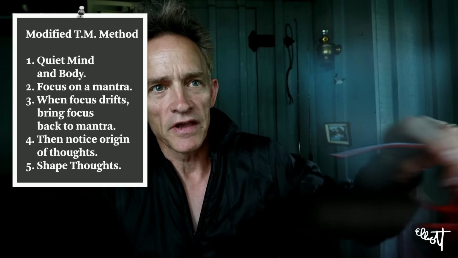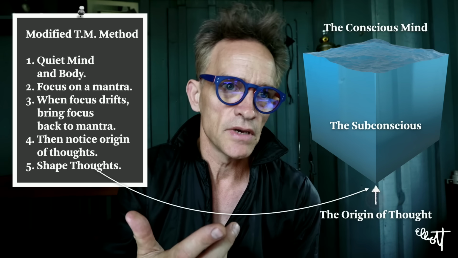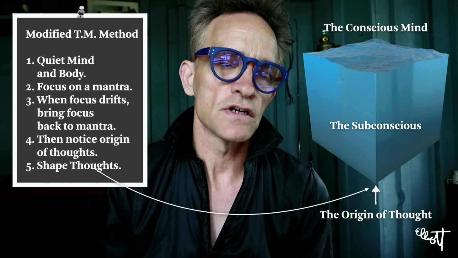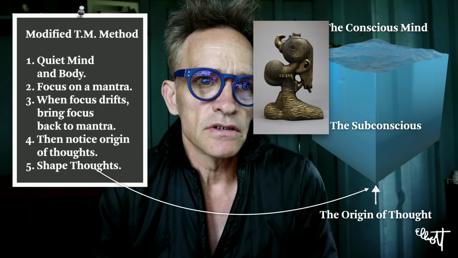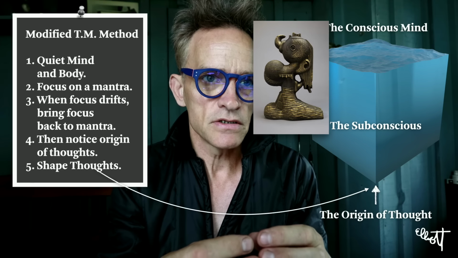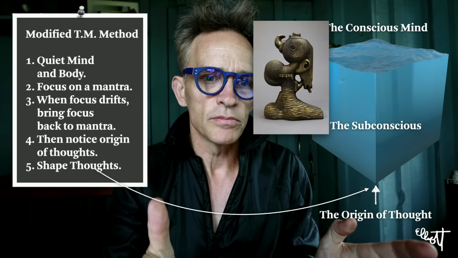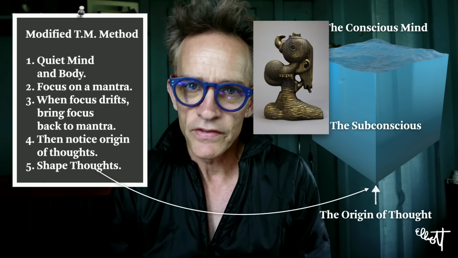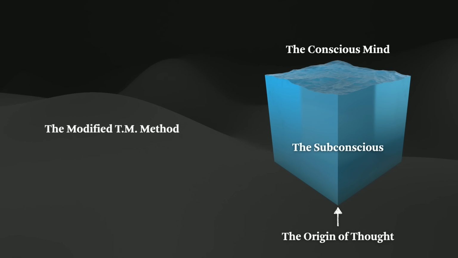So the modified transcendental meditation process for the artist is basically as follows. It's almost this simple. Quiet the mind and body. Focus on a mantra. When the focus drifts, bring the focus back to the mantra. Then begin to notice the origins of thought. And then shape, subtly give form and shape to those thoughts in a way that is not dissimilar from lucid dreaming. So the modified transcendental meditation method is the purest of the methods that I'm suggesting today.